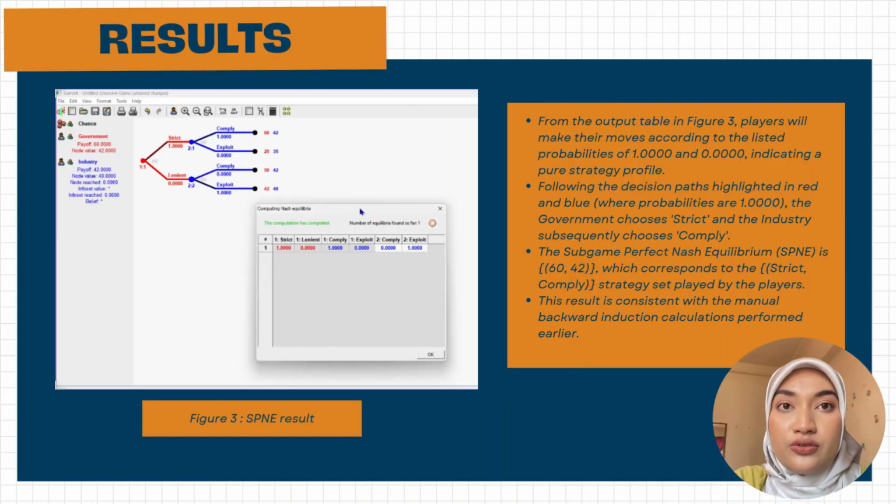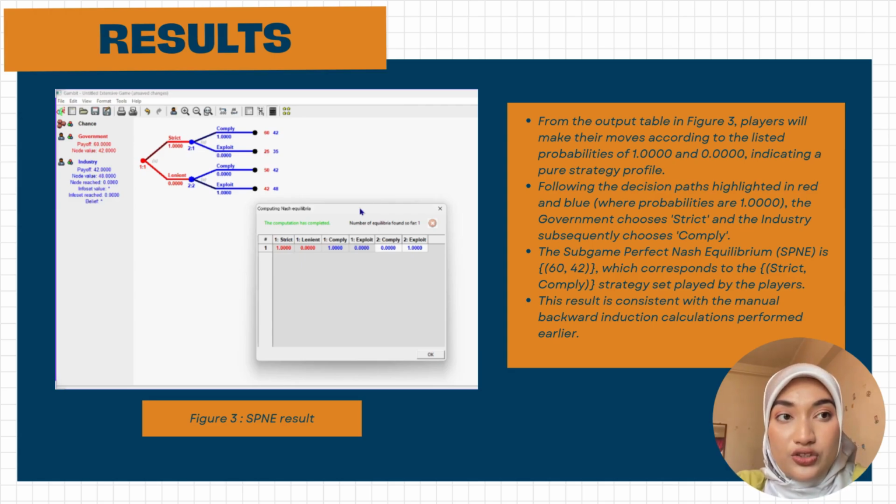Okay, I will continue to the next slide. Figure 3 shows the SPNE result. The SPNE result is shown as in the slide. From the output, it shows that players will make their moves according to the listed probabilities of 1 and 0, indicating a pure strategy profile.